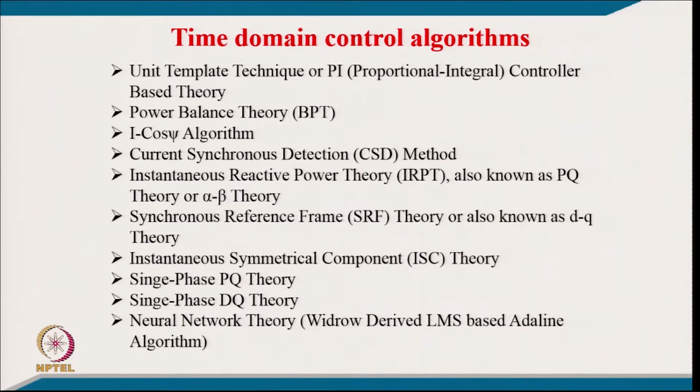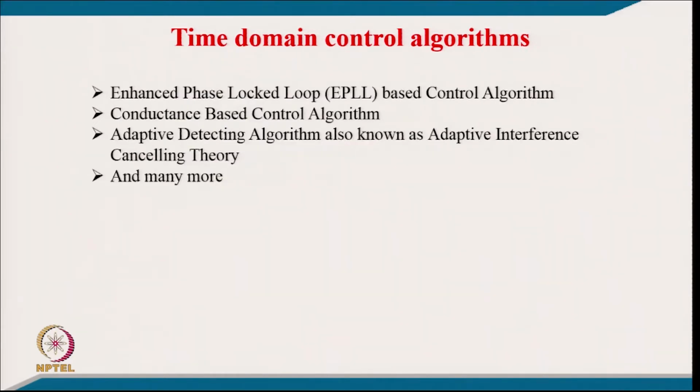And then of course, we would like to have an example of a neural network, especially the widrow derived element based Adaline algorithm, which is one of the simplest algorithms here, but based on the neural network. So, we would like to expose you a little bit to that. Then the additional algorithms are enhanced PLL based control algorithm, conductance based control algorithm, adaptive detecting algorithm also known as adaptive interference cancelling algorithm, and many more. These are just the classification of control algorithms. We would like to confine ourselves to explaining how we really can implement and simulate the whole system with these control algorithms.